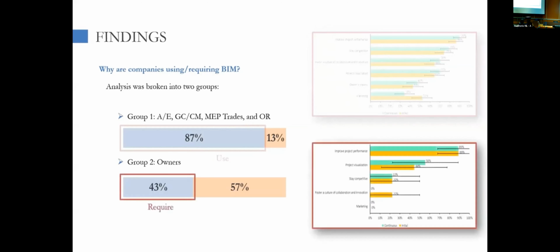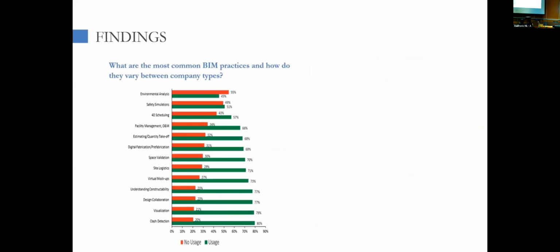As for Group 2 owners, 43% said that they require the use of BIM, and mostly this requirement stems from the need to improve project performance as well. Now, for the third research question, what are the most common BIM practices?